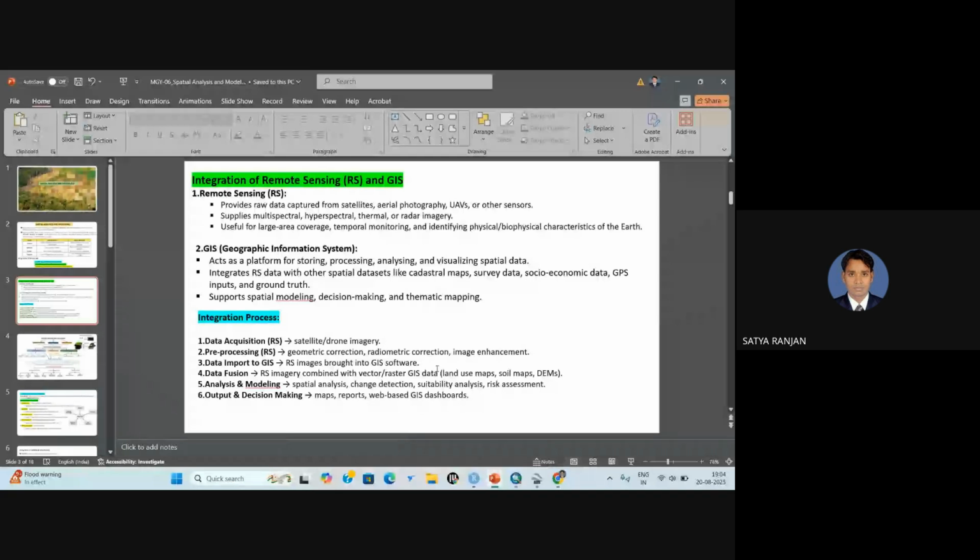Then analysis and modeling. If time permits, then we will show some practical of the data fusion. I have to explore and download some data fusion analysis. Then analysis and modeling: spatial analysis, change detection, suitability analysis, risk assessments. All these are analysis and modeling. Then output and decision making: map, report, web based GIS dashboards.